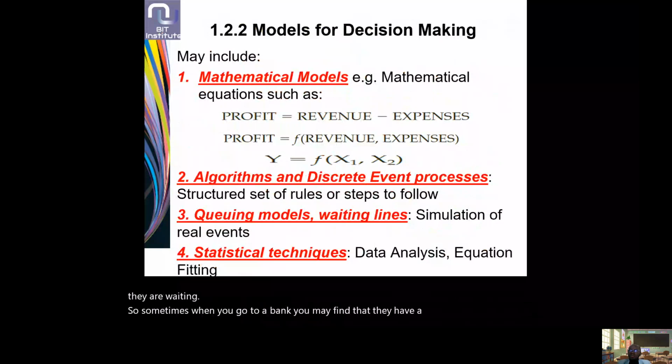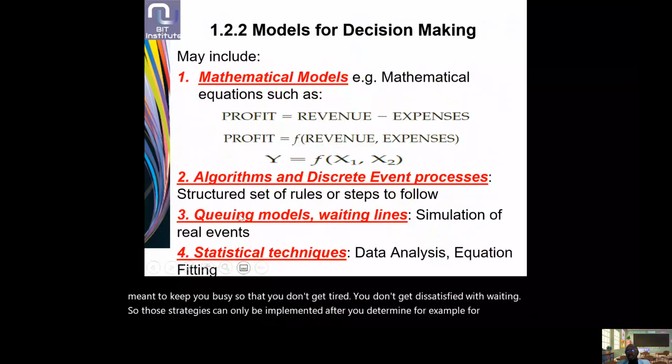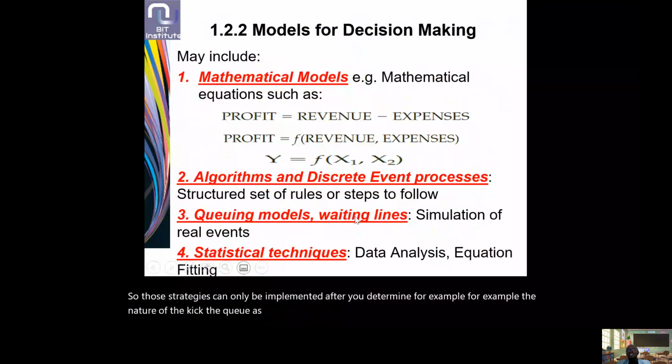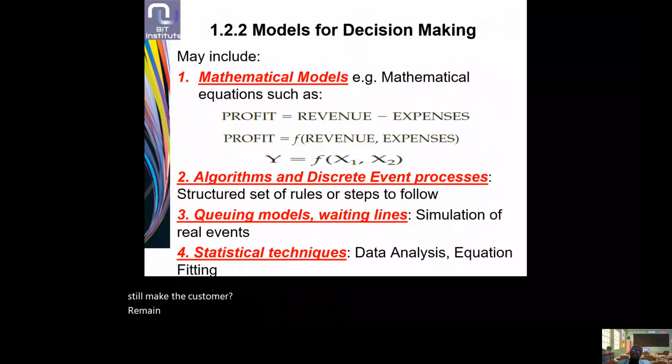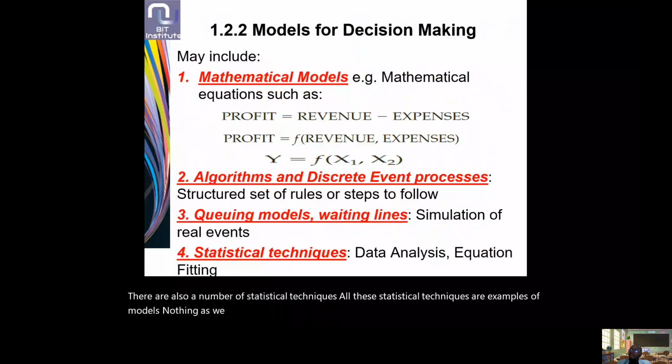Sometimes when you go to a bank, you may find that they have a TV, and that TV is just meant to keep you busy so that you don't get tired, you don't get dissatisfied with waiting. Those strategies can only be implemented after you determine, for example, the nature of the queue, as well as what is the average waiting time that can still make the customer remain satisfied while waiting for service. There are also a number of statistical techniques. All these statistical techniques are examples of models. And as we go further, we'll see some of these examples.